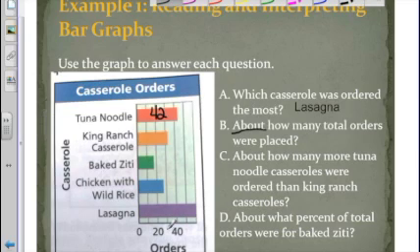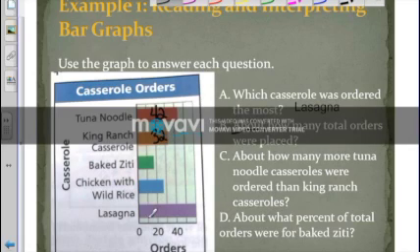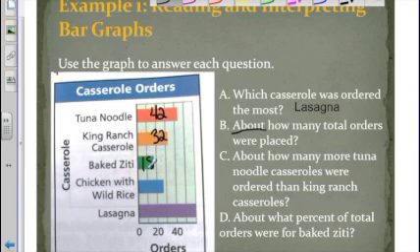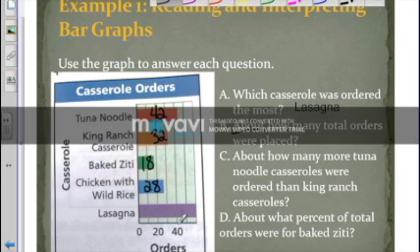King Ranch casserole, we have about the same. We are right past the 30 mark, and we go a little bit over. I would say that's almost the same gap, so I would say about 32. Baked ziti, we're past the 10 mark, and we are almost at the 20. I would guess this is about 18. Chicken with wild rice, we're almost at the 30, so let's say 28. And lastly, lasagna, it goes actually all the way up to the 60.